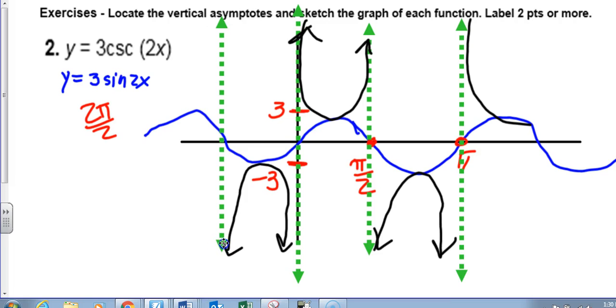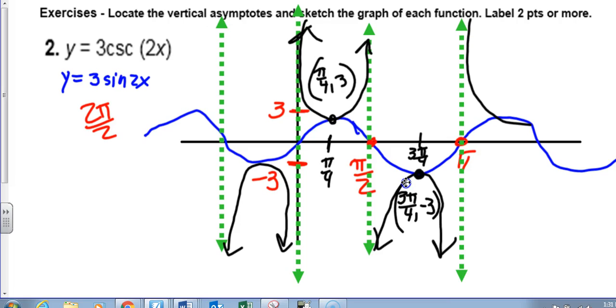All right. I need some ordered pairs. Be careful. Halfway between 0 and pi over 2 would be pi over 4. And at pi over 4, it's up at what? 3. What about 1 down here? 1/4, 1/2, 3/4, right? And it's down at negative 3. Are we good? Couple ordered pairs, couple asymptotes?